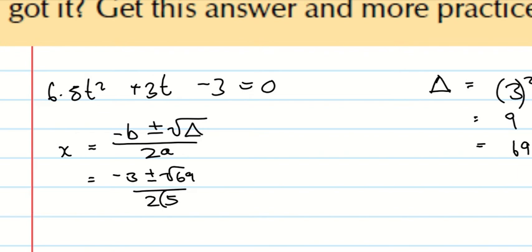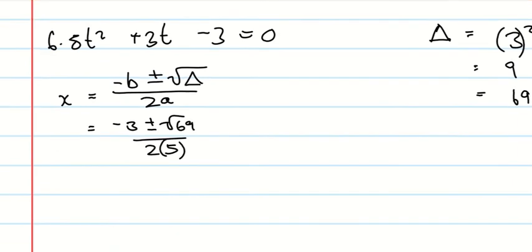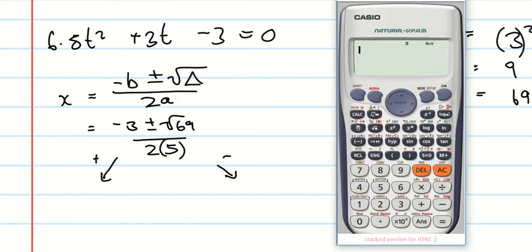and a is 5. Okay, and now I'm going to split the two values into a positive and a negative, and then I'm simply going to type this into my calculator. I go to my calculator, I say, hello family, Uncle Casio, would you please help me out here? I type in a fraction and the negative sign, negative 3. I'm first going to do the positive, so it's plus the square root of 69 over 2 times 5, sorry, the answer is 10, and then I get my answer.